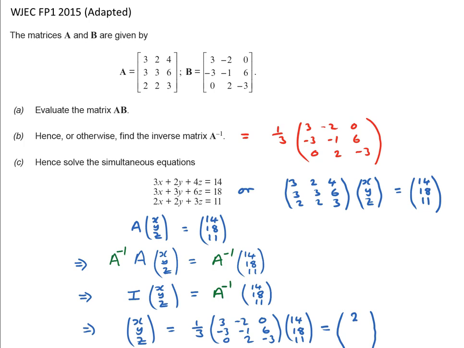For the second entry, minus 3 times 14 is minus 42, together with minus 18 and 66. So I've got minus 42 plus minus 18 plus 66, which is 6. A third of 6 is again 2. And then the final entry, 0 times 14 is 0, 2 times 18 is 36, minus 3 times 11 is minus 33. So we've got 0 plus 36 minus 33, which is 3, and a third of 3 is just 1. So we've got x, y, z is 2, 2, 1. In other words, x equals 2, y equals 2, and z equals 1.